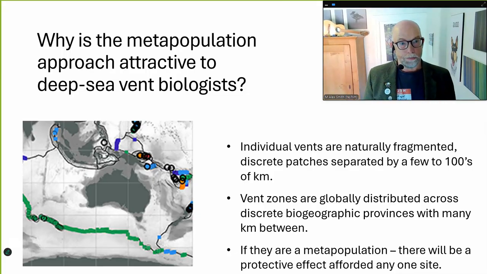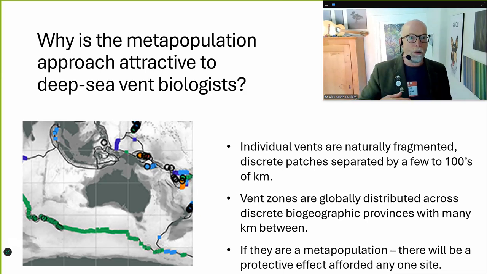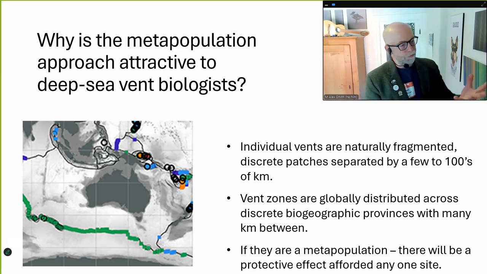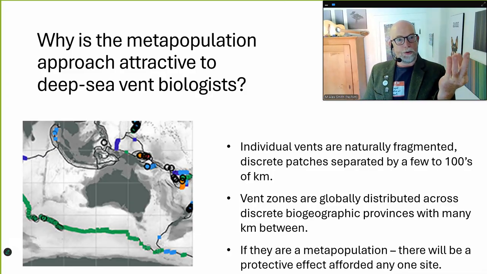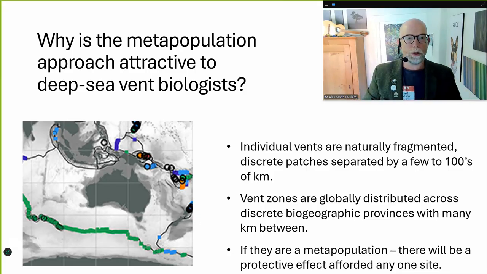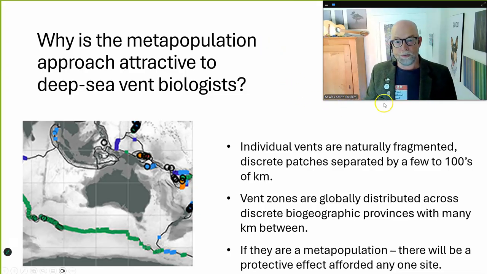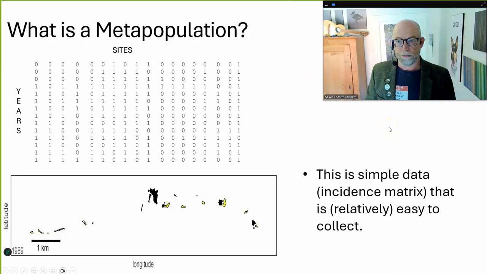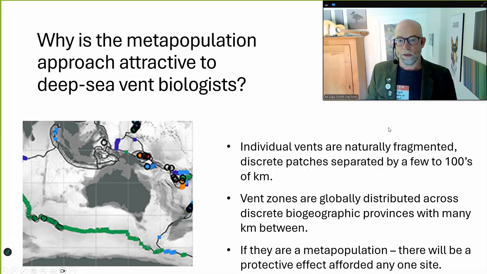quite encouraging, because the metapopulation effect is essentially not keeping all of your eggs in one basket. If you've got a series of 5, so my fingertips are 5 different vents, and maybe 2 of them go extinct, we still have these 3 where the taxon exists, and dispersal from here can recolonize those 2, and so on and so on. So there's a protective metapopulation effect.